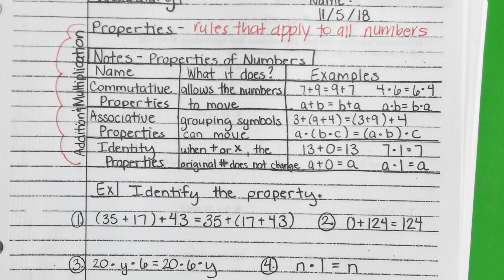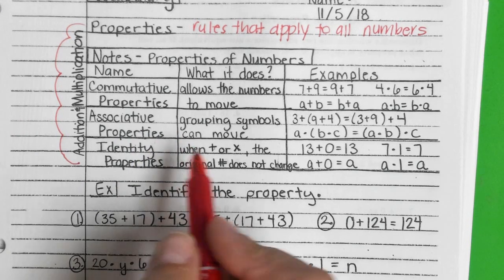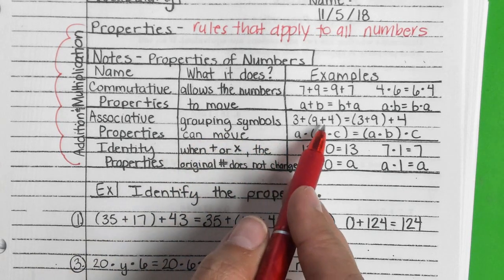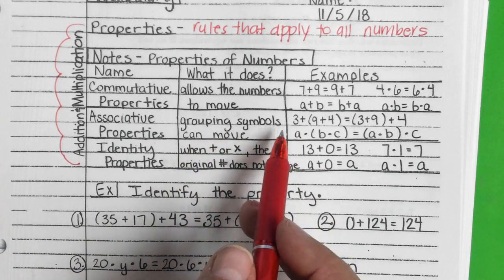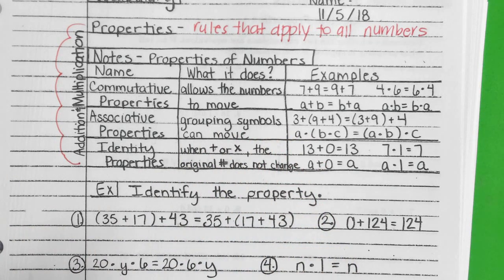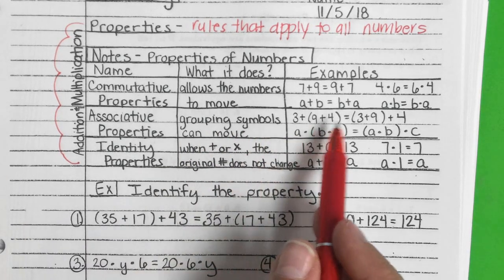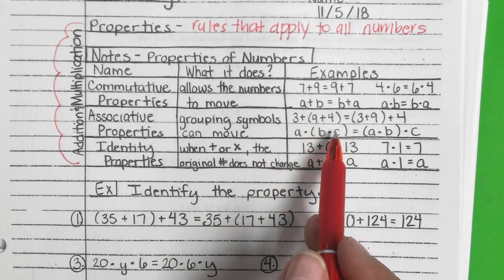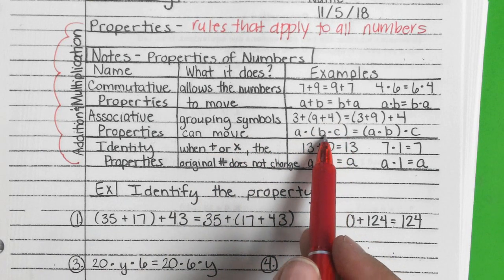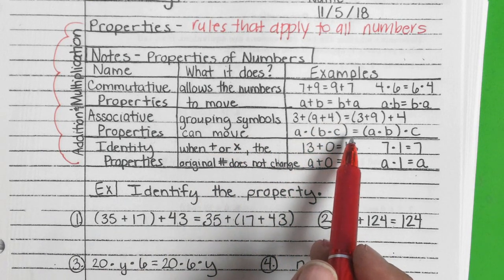So when we think about the associative property, that is dealing with grouping, okay? And our grouping symbols will be parentheses. It won't be 100% of the time, but most of the time when you see parentheses, when we're talking about properties, it's going to be the associative, because you're talking about the groupings of numbers.